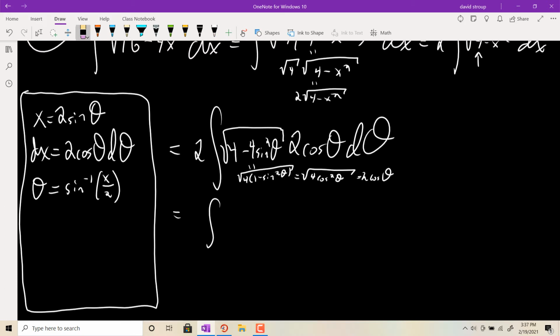It becomes a little hard. You have to be a little careful accounting wise. Then there'll be a cosine times a cosine inside here. So that'll be cosine squared theta d theta.